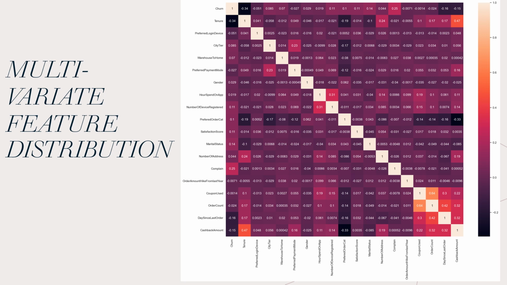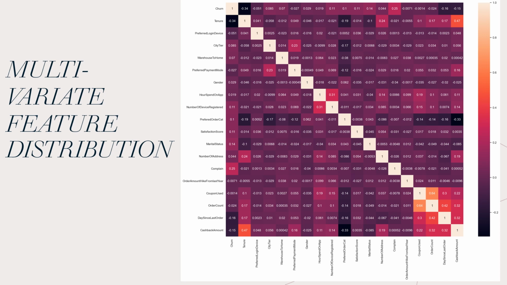Looking at the correlation heat map here, there appear to be some blocks of higher positive and negative correlations between certain features, which could indicate potential multicollinearity issues. For example, churn has a strong negative correlation with tenure. So it suggests that customers who stay longer are less likely to churn.